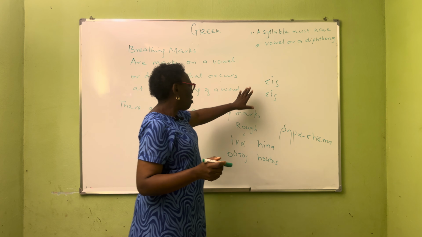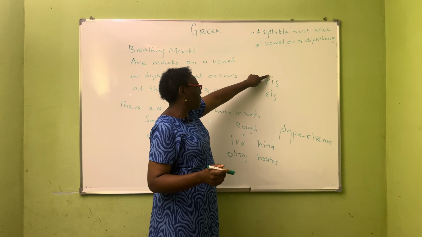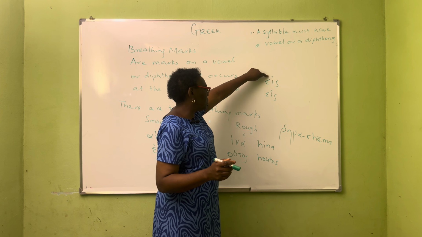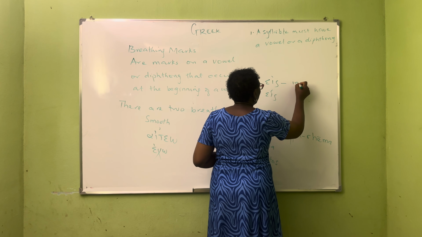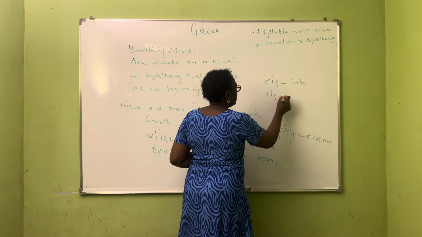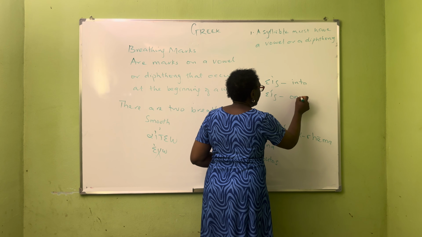Do you see? Almost everything is basically the same, if not for the breathing marks. This is smooth, this is rough. The meaning of this is a preposition meaning into. The meaning of this is one.